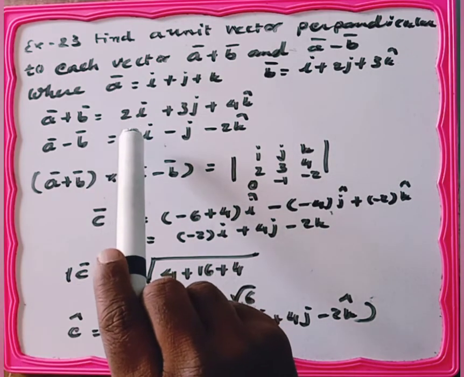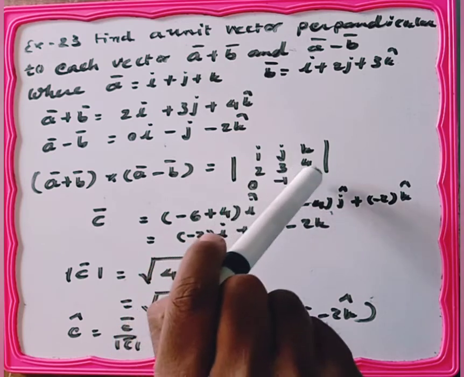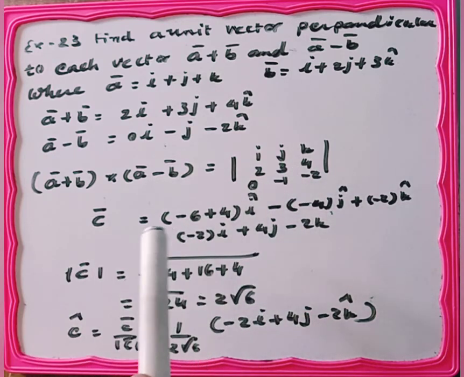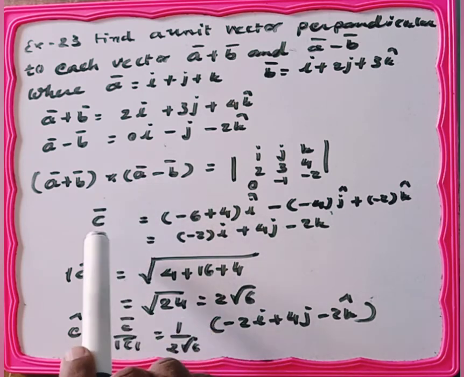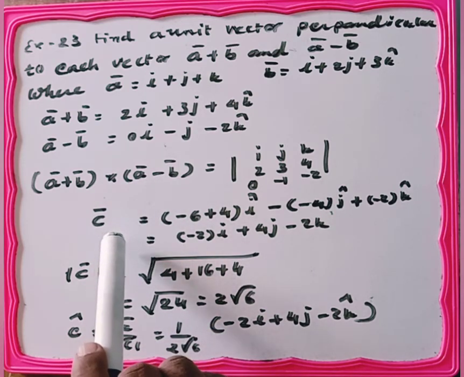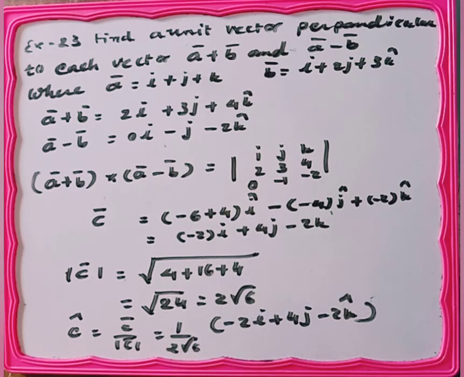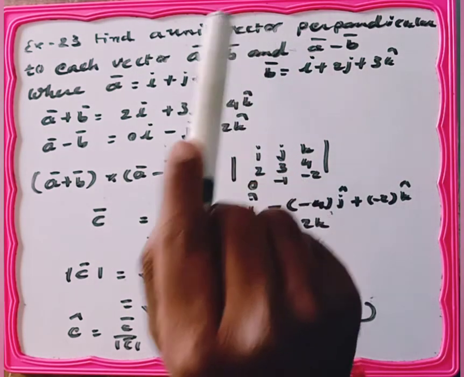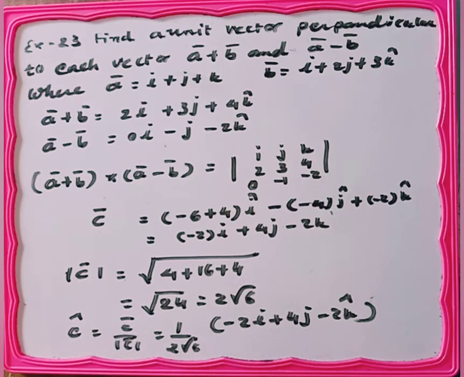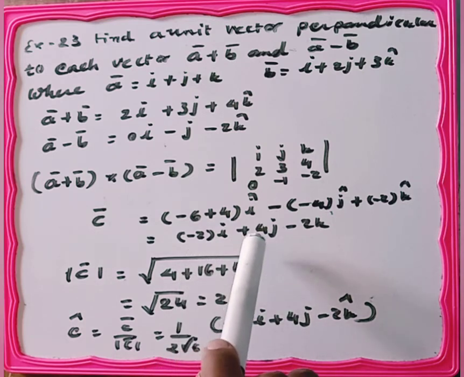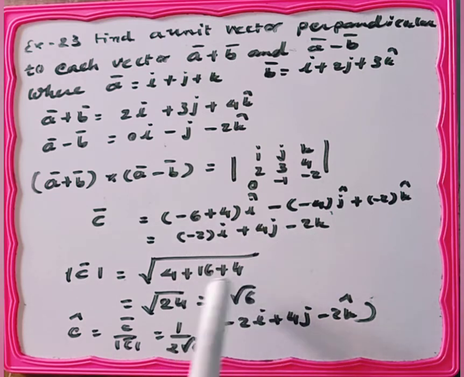Now a vector perpendicular to both means we have to take their cross product. So we take the cross product, i j k, 2 3 4, 0 minus 1 minus 2, which we simplify. If this vector we call c bar, then c bar equals minus 2i plus 4j minus 2k. Now we want the unit vector. So c caret equals c bar upon magnitude c bar. Magnitude c bar is under root 4 plus 16 plus 4, so it is root 24, which is 2 root 6, and so c caret equals 1 by 2 root 6 times (minus 2i plus 4j minus 2k).